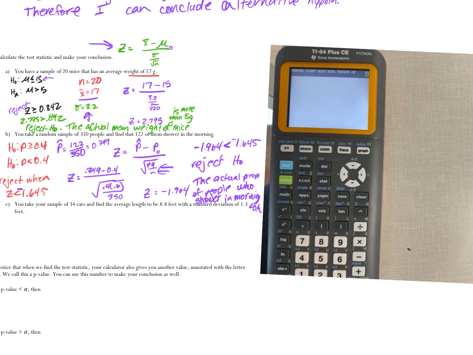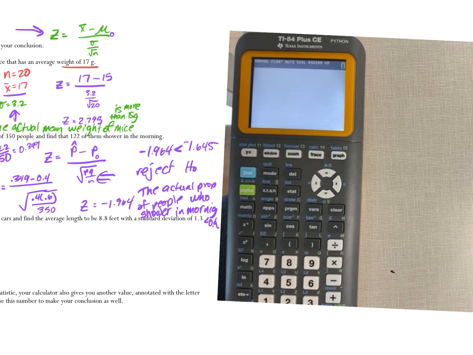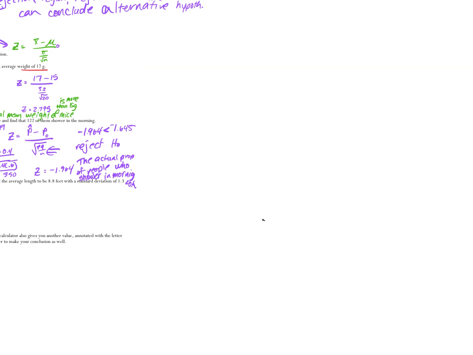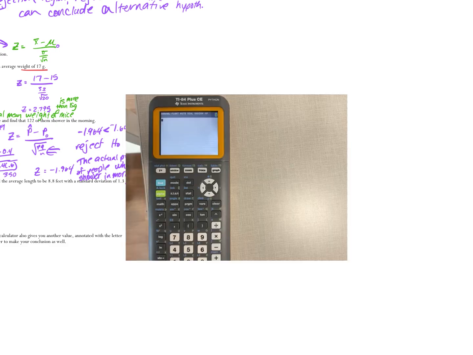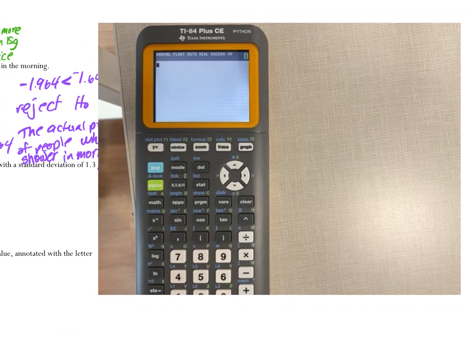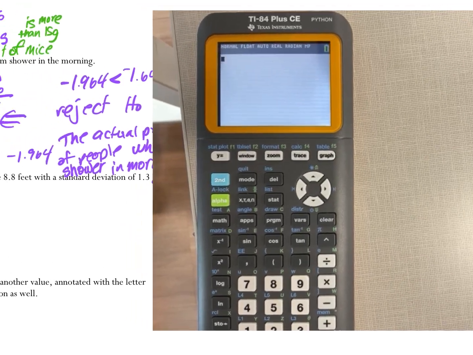Okay? So, in your calculator, wait, is this showing? What's going on? Okay, somehow I accidentally turned recording off and then it goes wrong.